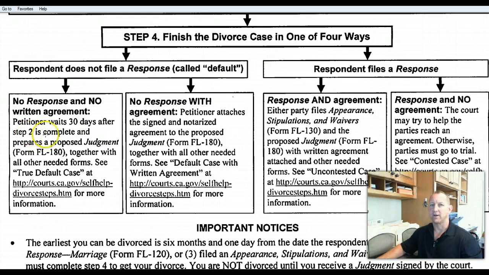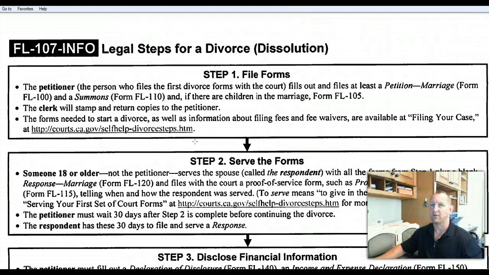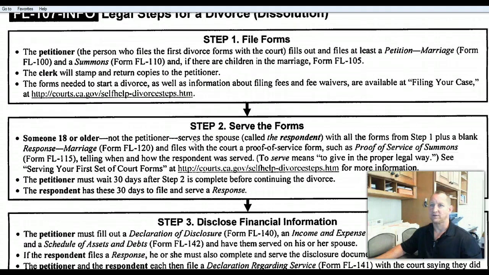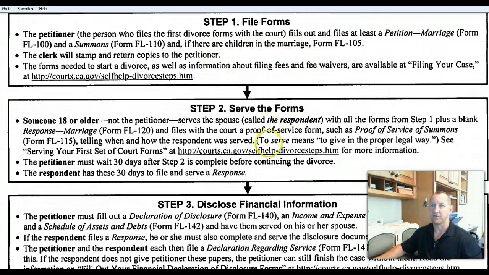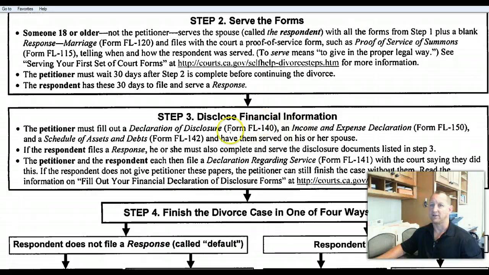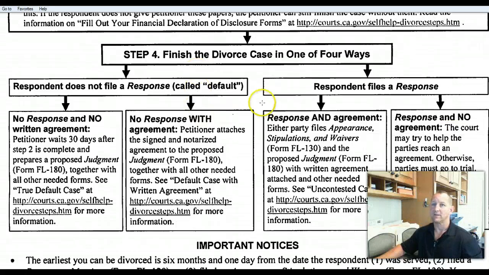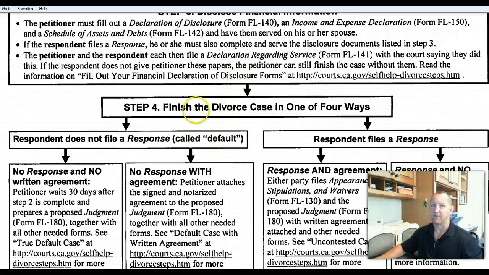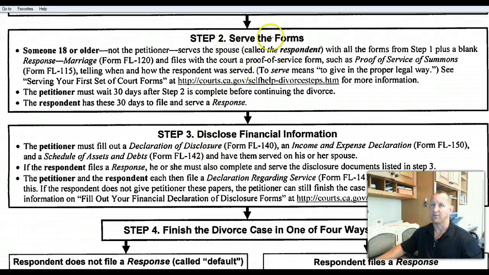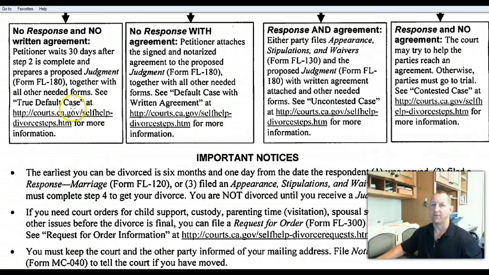Now, one thing to note here is you cannot file for a default judgment right away. You have to wait 30 days after you complete step 2. Let me just use here the court's legal steps for divorce. So far, we've talked about filing your forms, how to serve the forms, and how to file and serve your disclosures and financial information. Now we're on step 4. So after you've waited 30 days after step 2 is done, which is after the forms have been served, then you can file for your default judgment. Now, let's take a look at what forms are needed in this true default case.